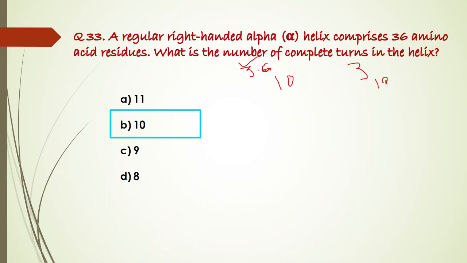In the case of a 3-10 helix, if the question were about 3-10 helices instead of a regular alpha helix, then again it has 10 turns, where in each turn you have 3 amino acid residues. That means the overall helix will consist of 3 into 10, that is 30 amino acids. Okay.